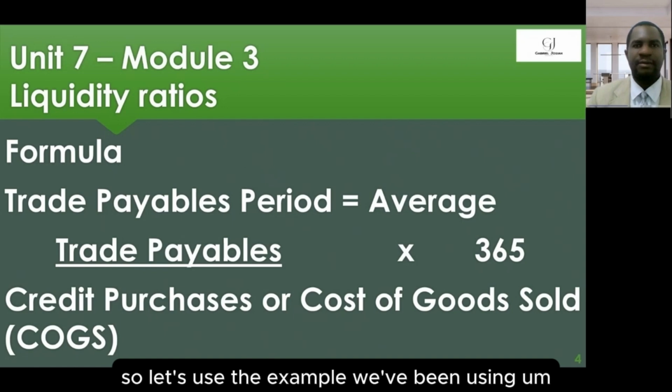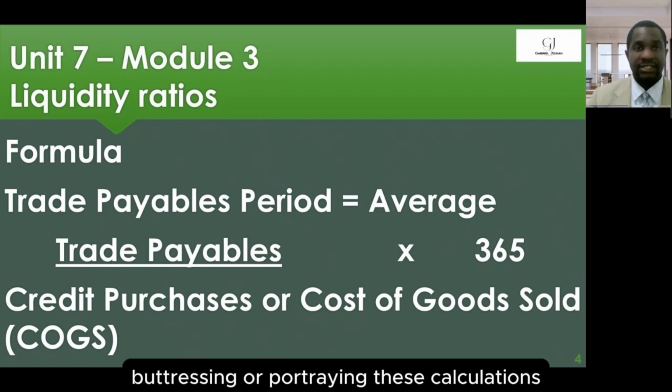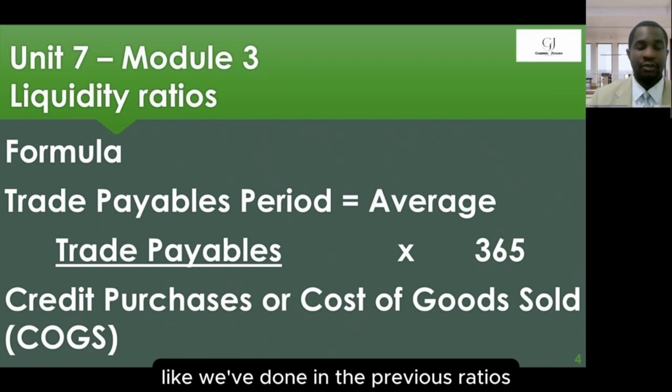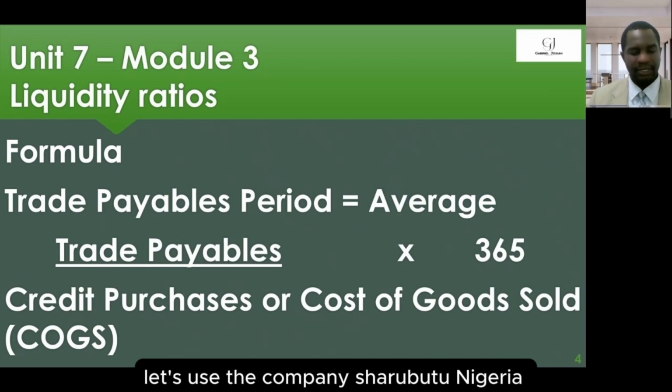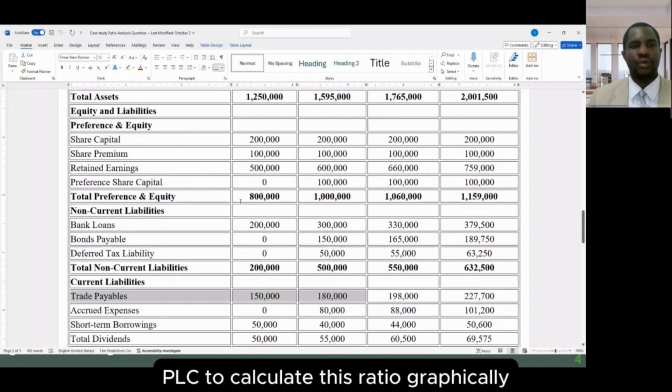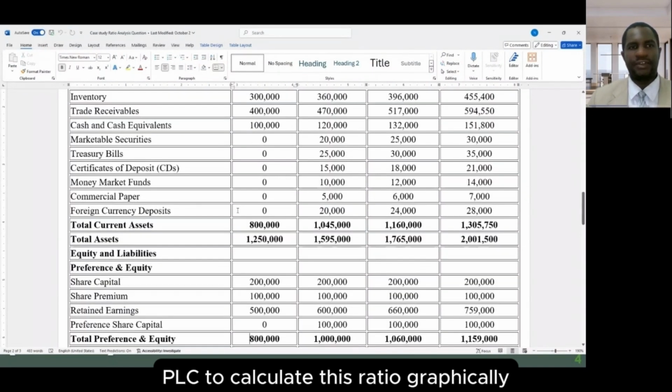So let's use the example we've been using in portraying these calculations like we've done in the previous ratios. Let's use the company Sharubutu Nigeria PLC to calculate this ratio graphically.